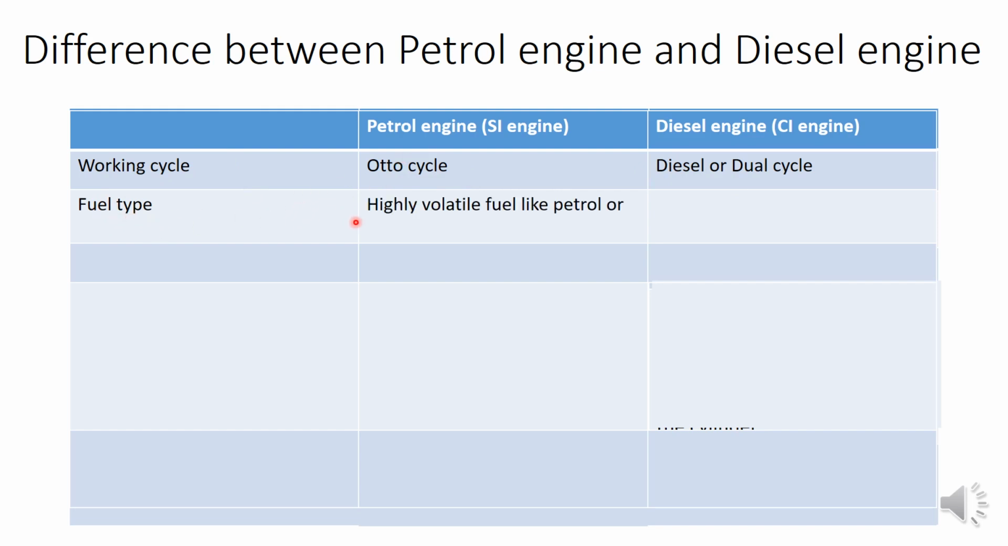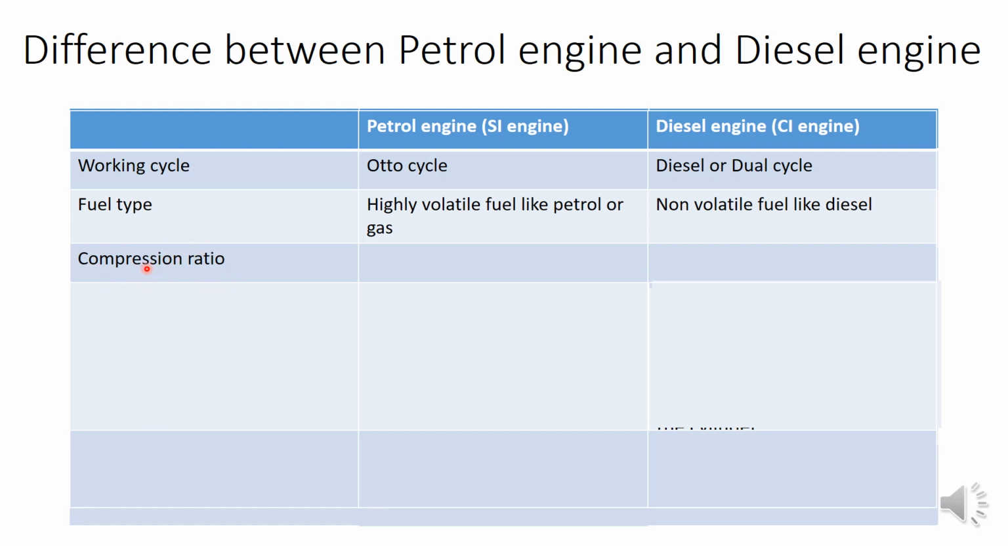Then another difference, which we already discussed, is that the fuel is entirely different. The fuel we are using in a petrol engine is petrol, which is a highly volatile fuel, while in a diesel engine we are using diesel, which is a highly non-volatile and denser fuel. So that is the second difference: the type of fuel is different.